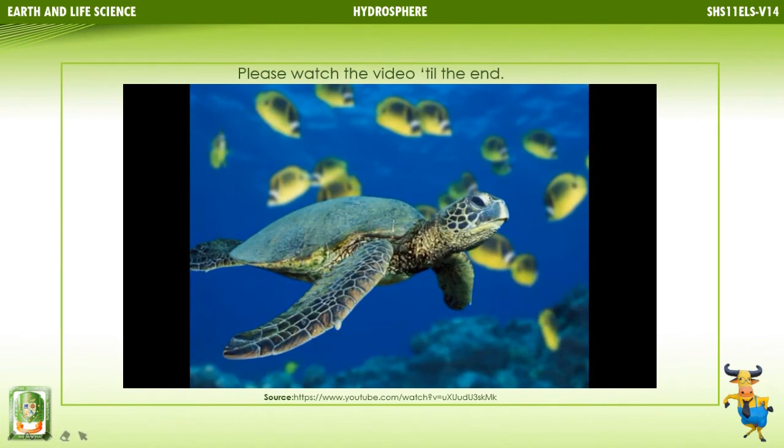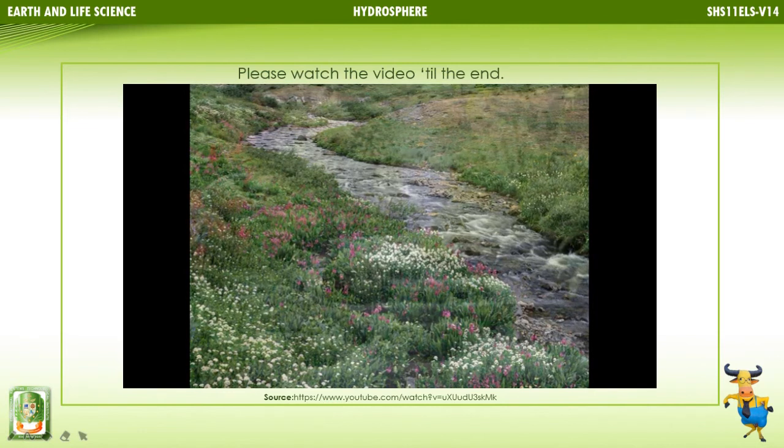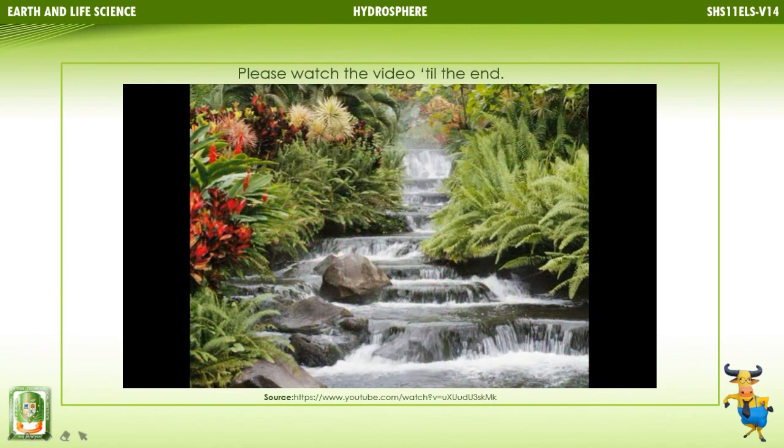97% of all water is in the ocean. That leaves 3% to be fresh water. 2.25% is trapped in ice. That means 0.75% is left. Less than 1% of all water is potable.